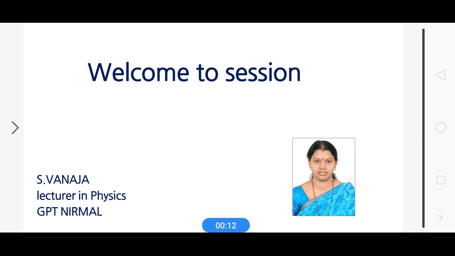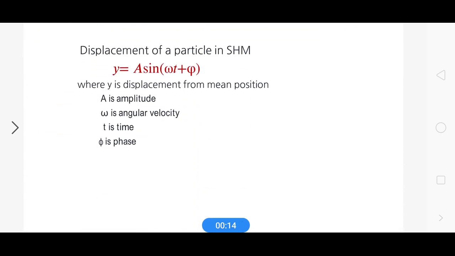Today we are going to learn about the velocity, acceleration, frequency and time period of a particle executing SHM, the simple harmonic motion.